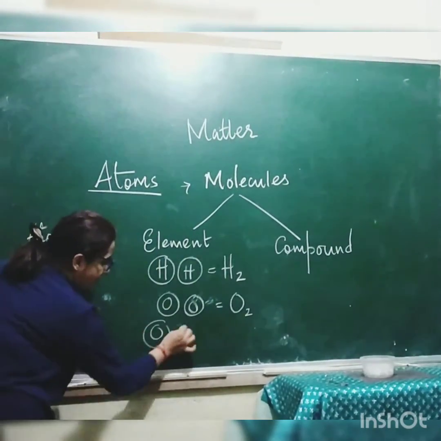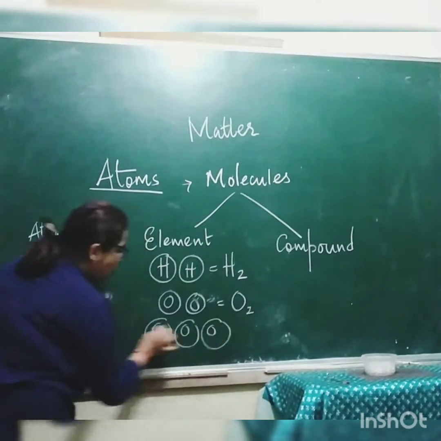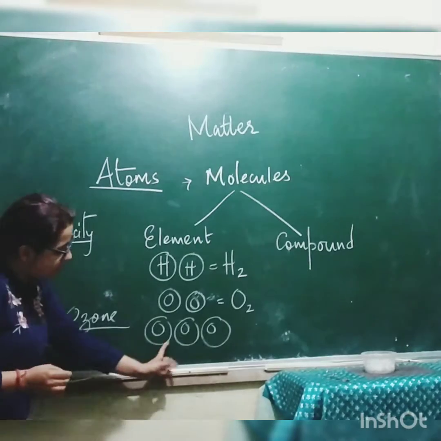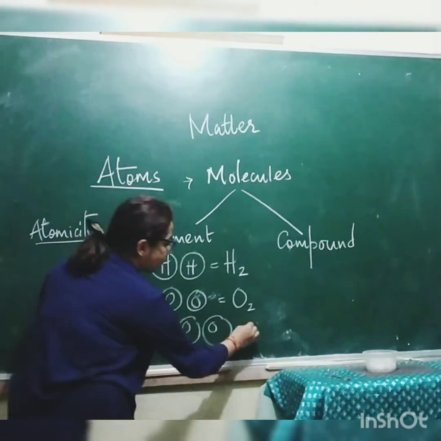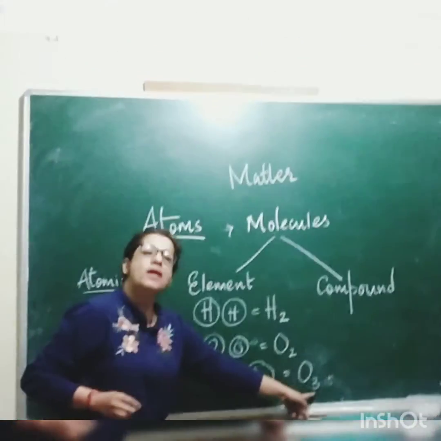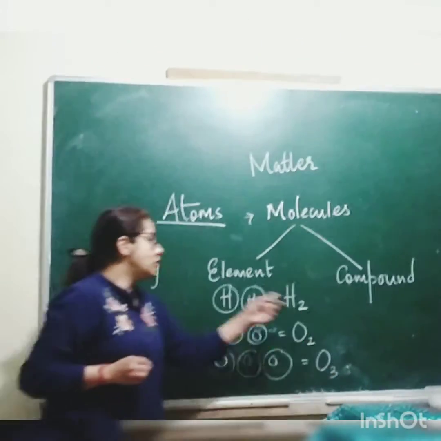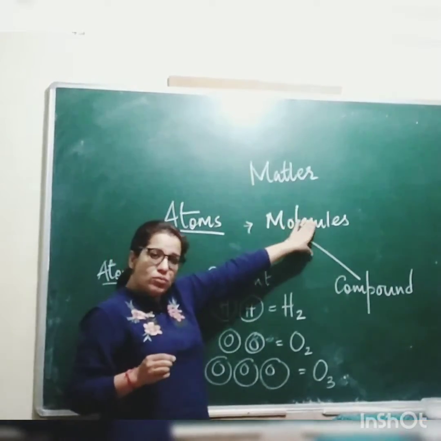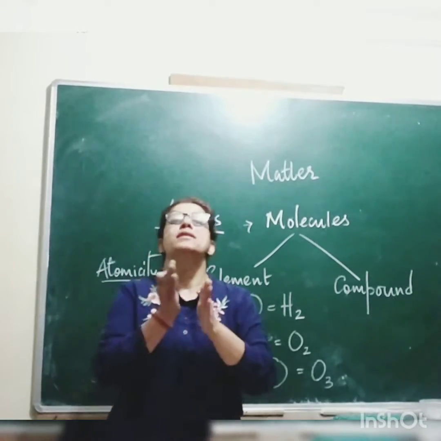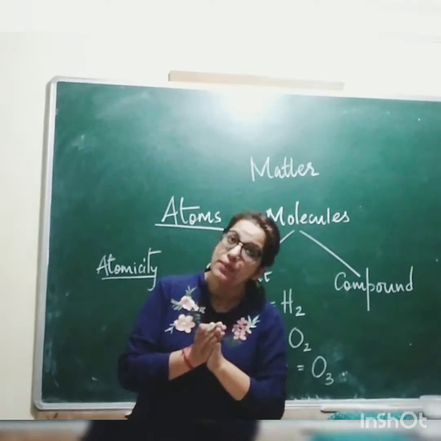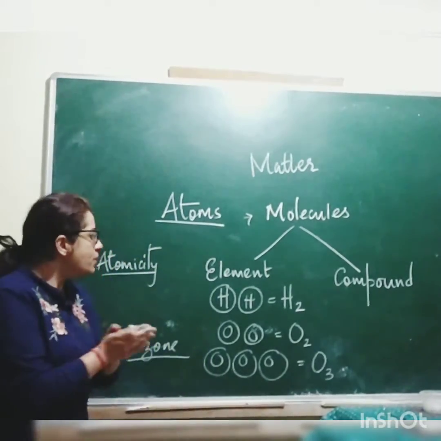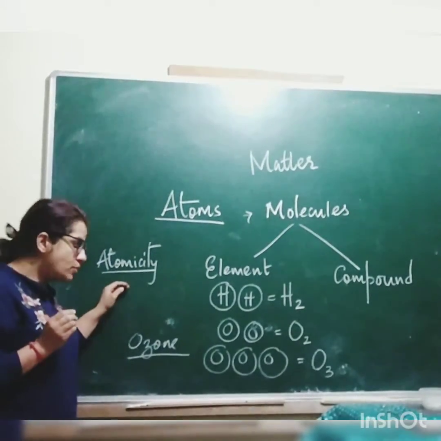We have an element known as ozone, which consists of 3 atoms of oxygen. So we write O3. So it is composed of 3 atoms of oxygen. So molecules of an element is composed of the same type or similar types of atoms, and the number of atoms that form the element is known as atomicity.